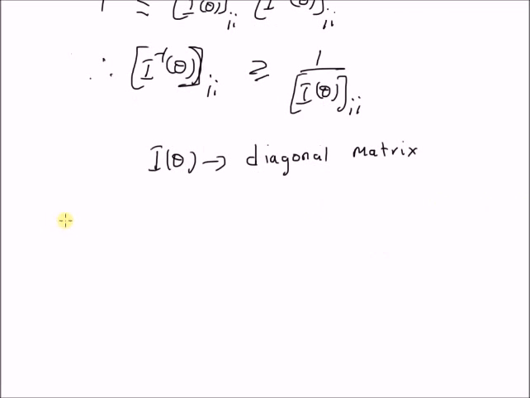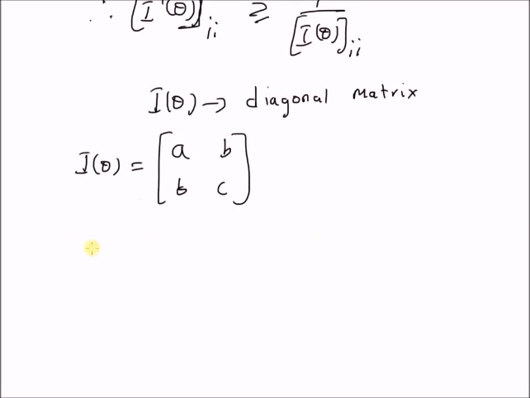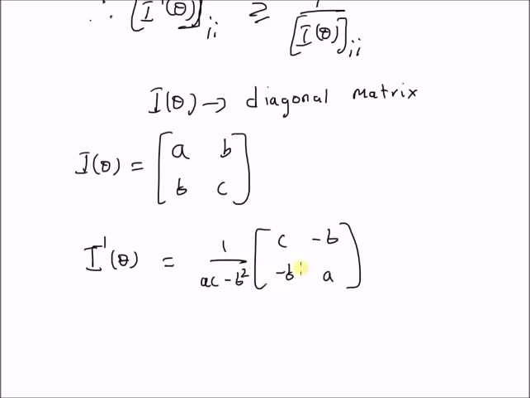Let us look at a special case where I of theta is equal to the matrix with values A, B, B and C. It is a 2 by 2 Fisher information matrix. In this case, clearly the inverse Fisher information matrix is equal to 1 by AC minus B square, that is the determinant of I of theta, multiplied by the matrix C, minus B, minus B and A. So this is the definition of the inverse matrix for a 2 by 2 matrix.